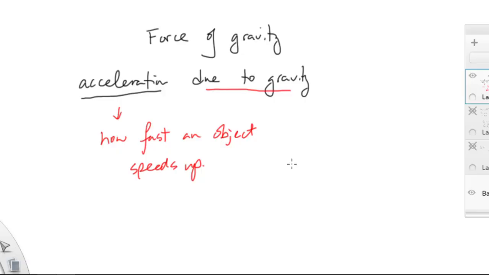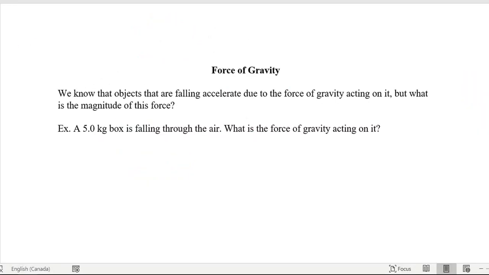So today we want to know, well, how hard, what's that force that gravity applies to an object? So again, we know that objects are falling or accelerate due to gravity, but what's the magnitude of that force? How hard is it pulling? Okay, so let's take a look at an example.